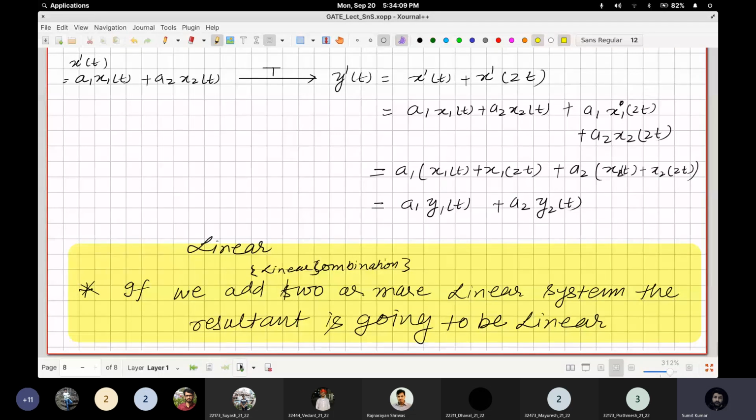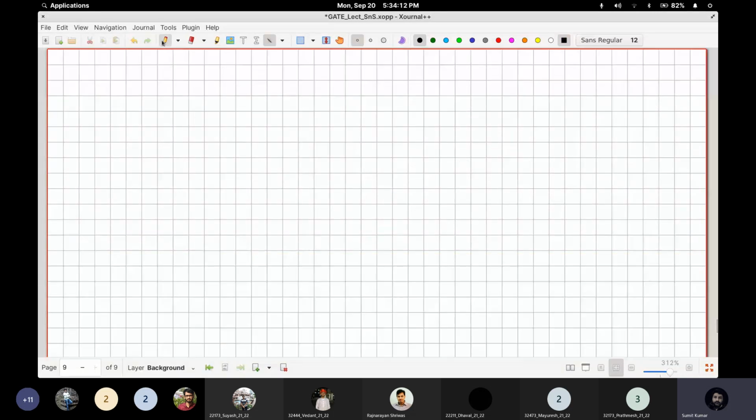So let's move on to the next problem. Let's say y(t) is equal to x(t) into x(t minus 2). Tell me whether this system will be linear or not. y(t) equal to x(t) is linear, y(t) equal to x(t minus 2) is also linear, right? Now we have multiplied these two. Tell me whether the system will be linear or not.